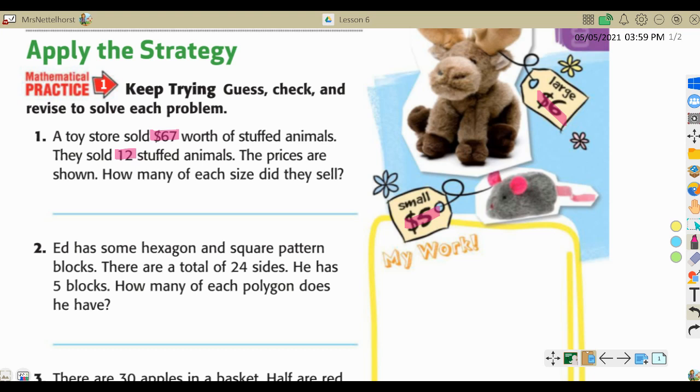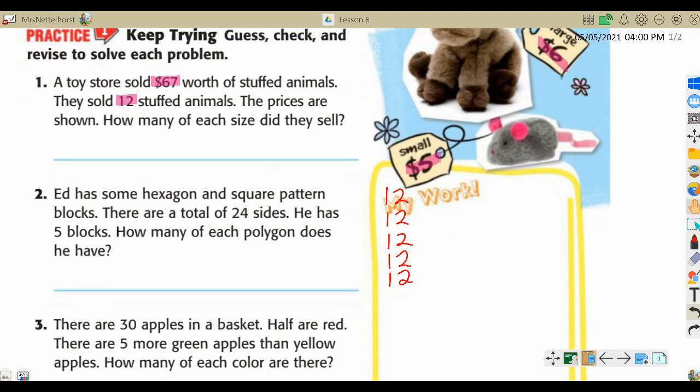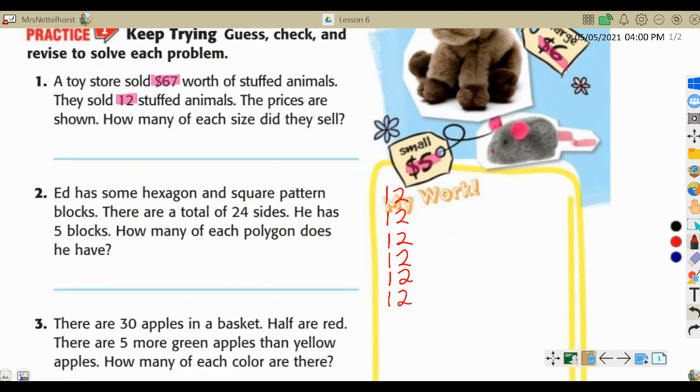So if we have 12 stuffed animals, we need to sell a total of $67 worth. So let's try 6 times 12. Okay, so let's do 12 6 times. Let's do it up here. 12 and 12 and 12 and 12 and 12. I need one more. 12. 2, 4, 6, 8, 10, 12. Put the 2 in the ones place. Carry the 1. 1, 2, 3, 4, 5, 6, 7. That's 72. So that's too much.